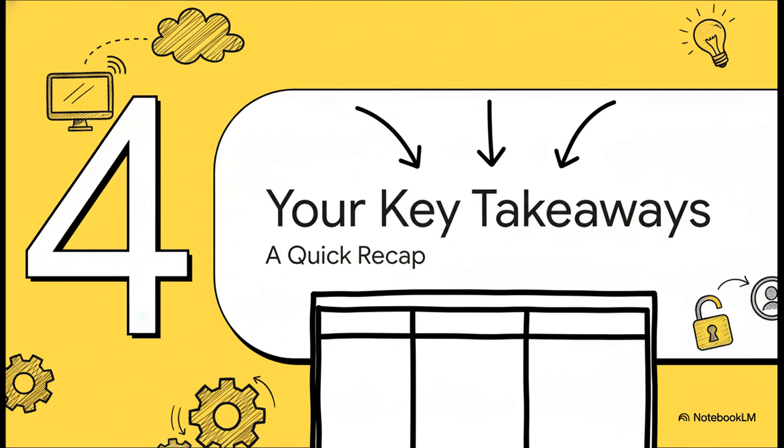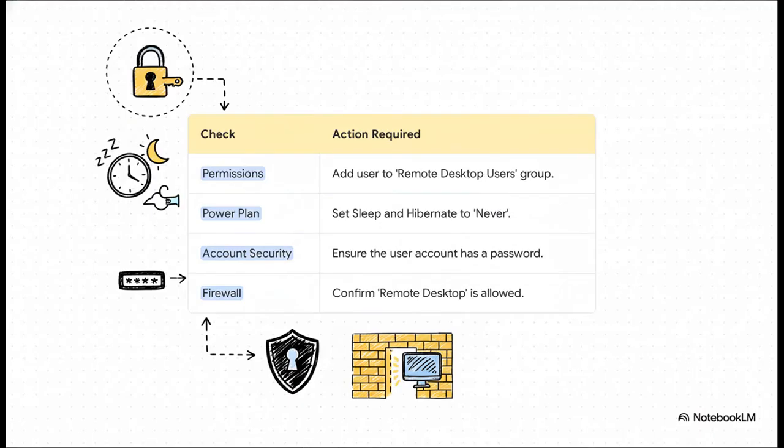Okay, we've covered the why, the how, and the common gotchas. Let's just boil this all down into a really simple, quick recap so you have everything in one place. Here you go, your 4-point cheat sheet. Number 1, check the permissions. Add your user to the remote desktop users group.